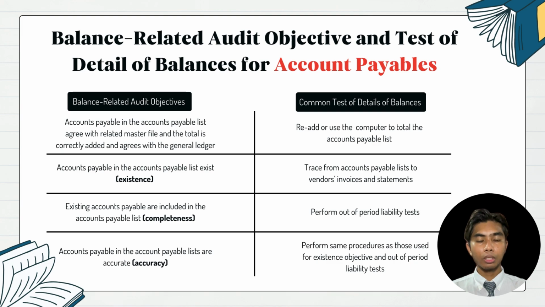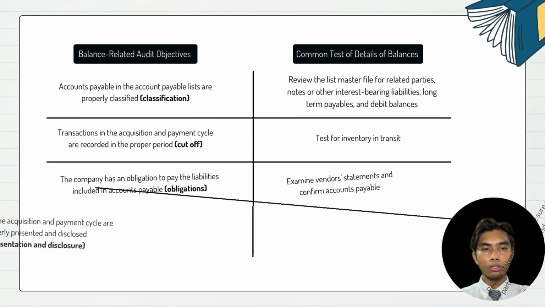The next balance-related audit objective is completeness. Completeness is that existing accounts payable are included in the accounts payable list. What we do is perform an out-of-period liability test. This is also called unrecorded accounts payable. The next objective is accuracy: the accounts payable list is accurate. To check this objective, we perform the same procedures as those used for the existence objective and the out-of-period liability test.